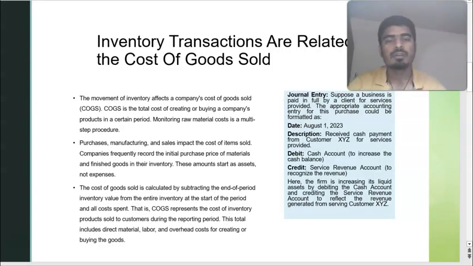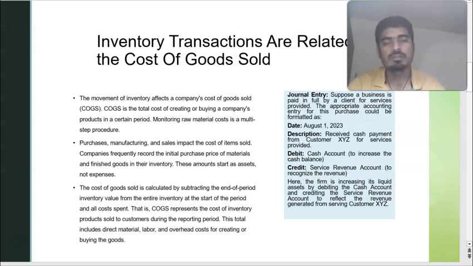And the inventory transactions are related to the cost of goods sold, the COGS. The movement of inventory affects a company's cost of goods sold. COGS is the total cost of creating or buying a company's products in a certain period.